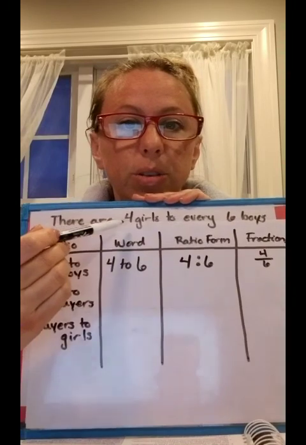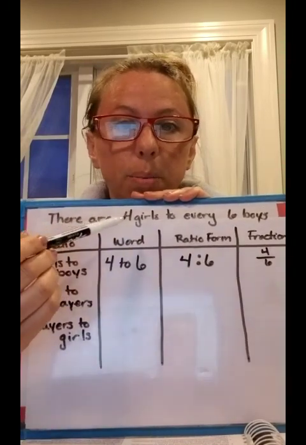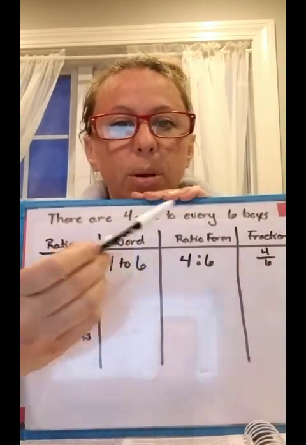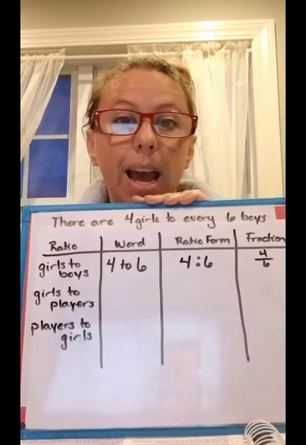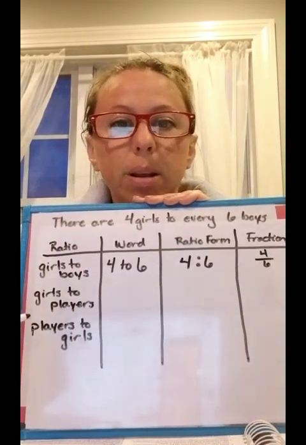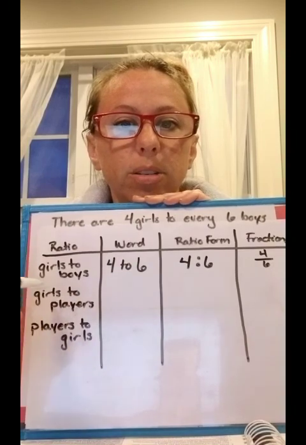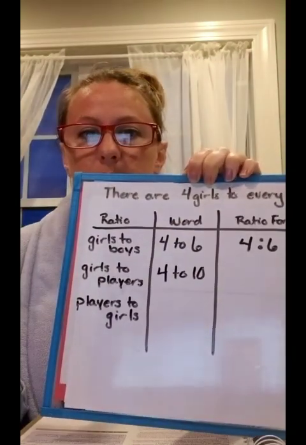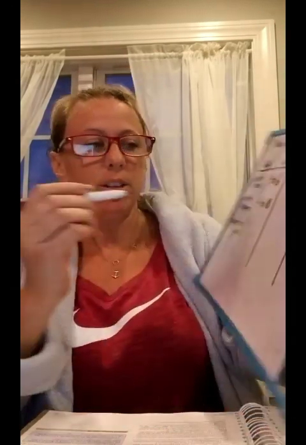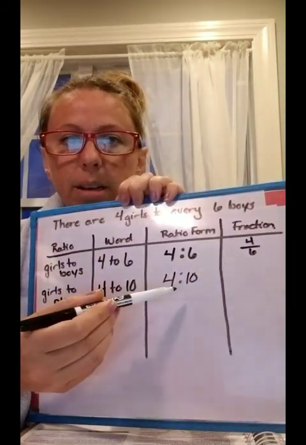Now, we already know there's 4 girls. So how many total players? Well, you just add up girls and boys, and that's 10, right? So our total player number is 10. So we're now comparing girls to total players. So girls is 4, total players is 10. So for the word form, it would be 4 to 10. That means for the ratio, it will be 4 to 10 using the colon.